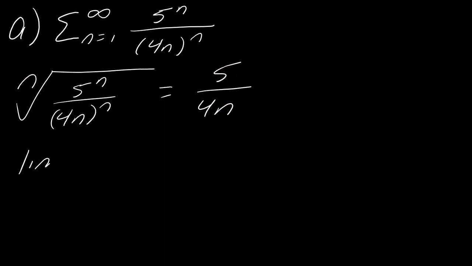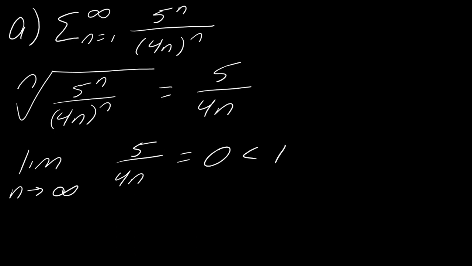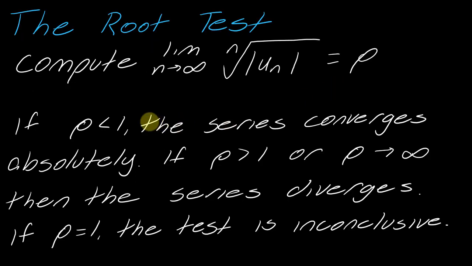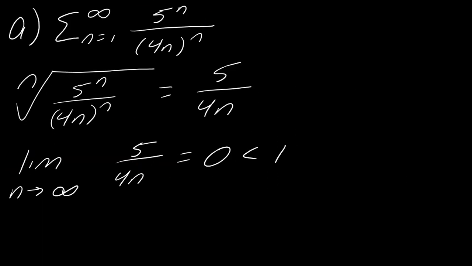Once I figure that out, I take the limit as n approaches infinity of 5 over 4n, and that just equals 0, which is less than 1. According to the root test, if this value is less than 1, then the series converges. So I'll say it right here: converges absolutely.